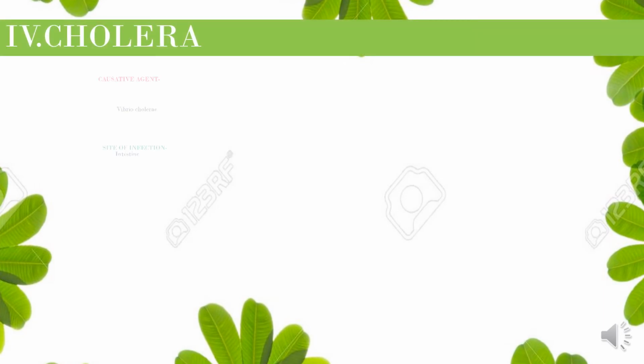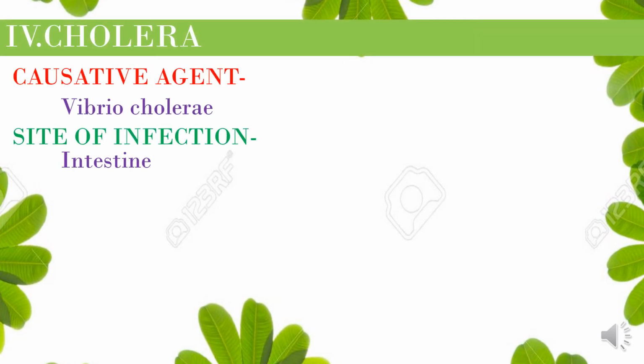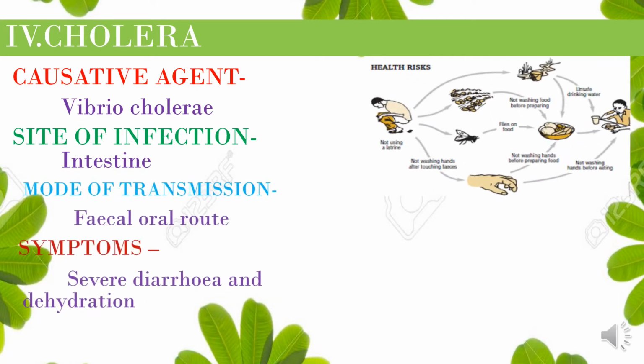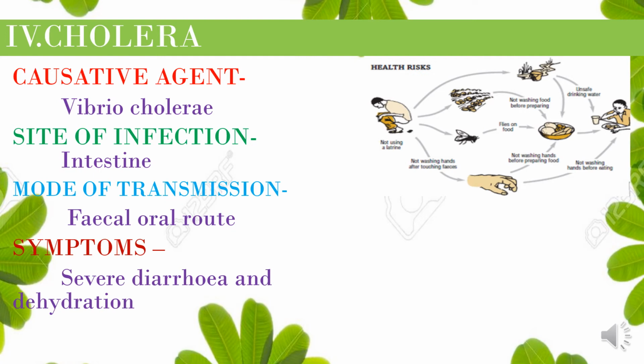Cholera. Cholera is caused by Vibrio cholerae. Vibrio cholerae affects the intestine. They are transmitted by the fecal oral route. That is, when a person feeds on contaminated food and water, they may get the disease called cholera.